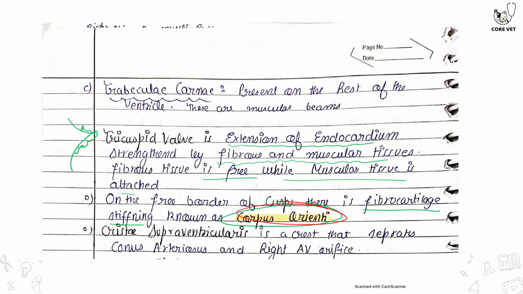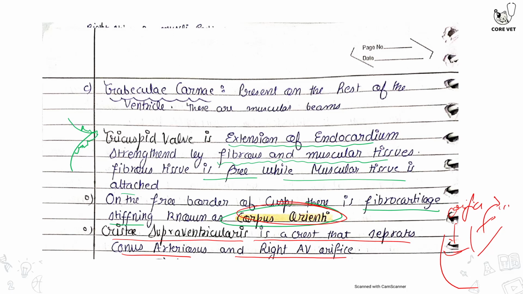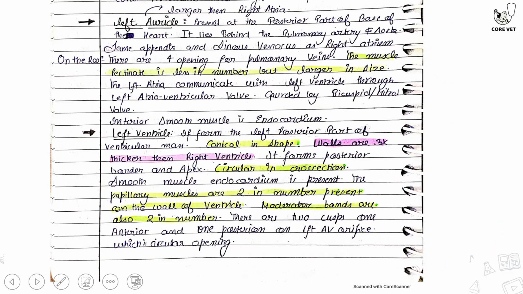Now the crista supraventricularis is a crest that will separate the conus arteriosus and the right AV orifice. This is the orifice, and this is the conus arteriosus. So this crest will separate between them. It is just a supraventricular crest that is present, which will separate the conus arteriosus and the right AV orifice.